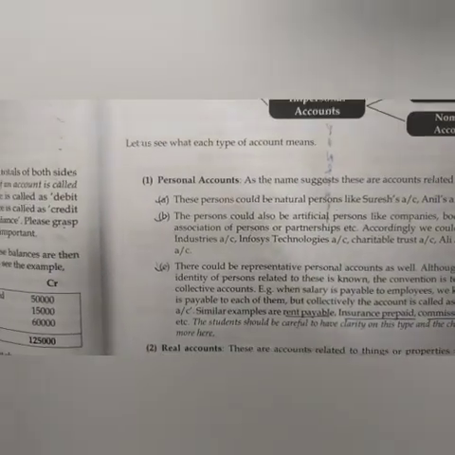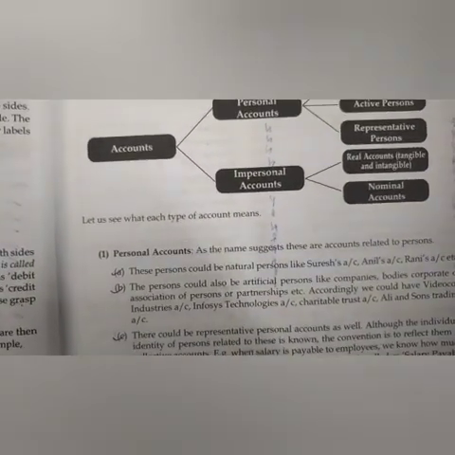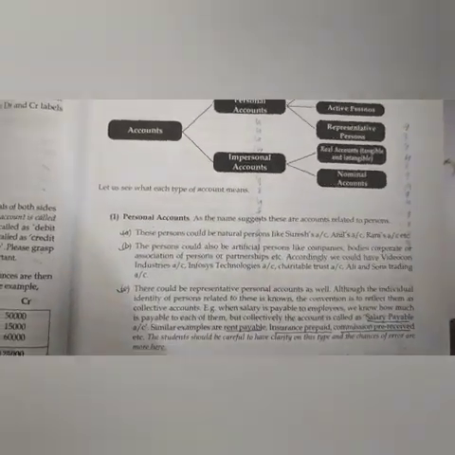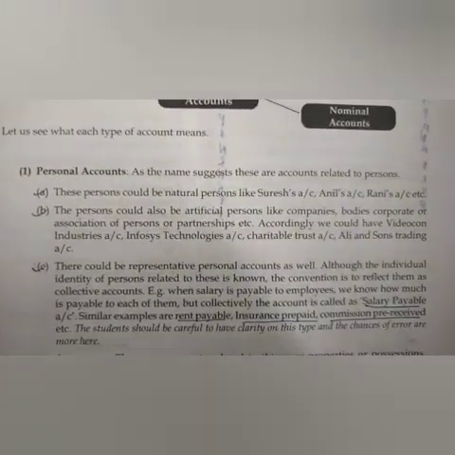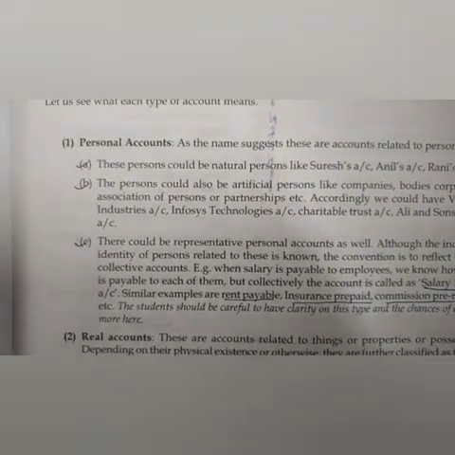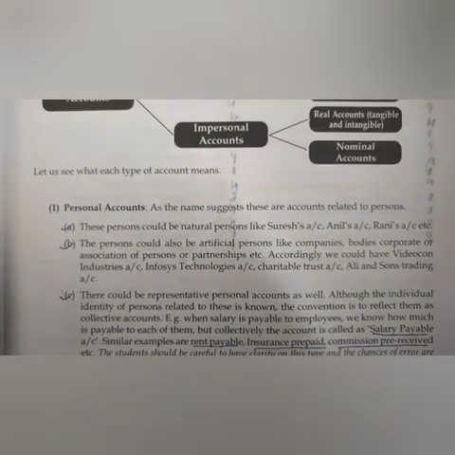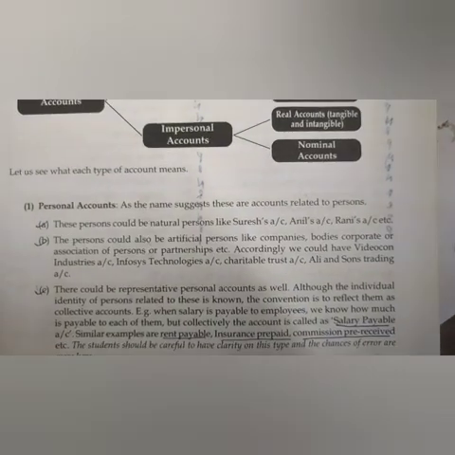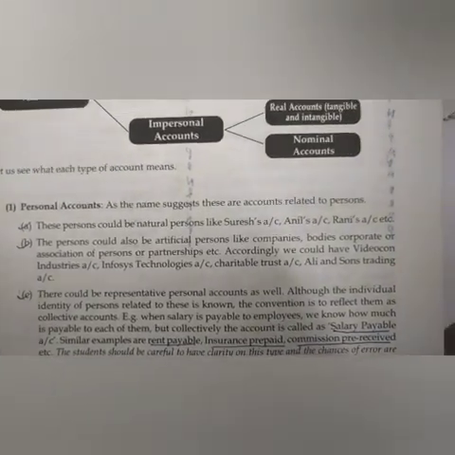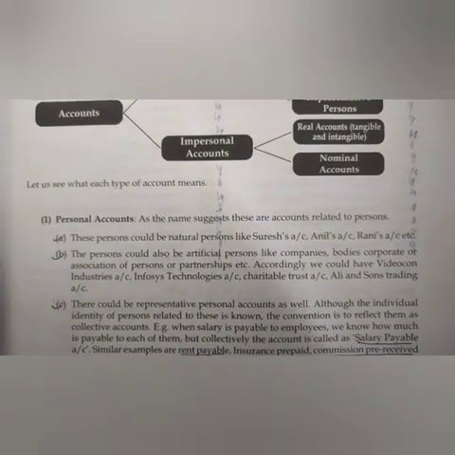Let us see what each type of account means. The first one is the personal account. As the name suggests, these are the accounts related to persons. These persons could be natural persons like Suresh's account, Anil's account, Rani's account, etc. The person could also be an artificial person like a company, body corporate, or an association of persons or partnership, etc.